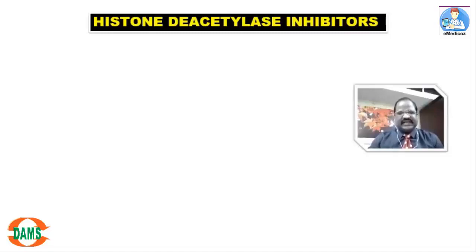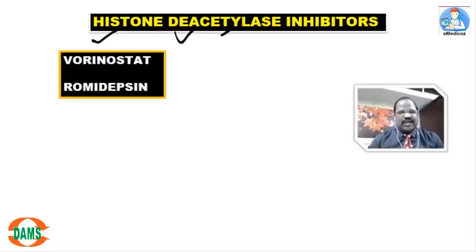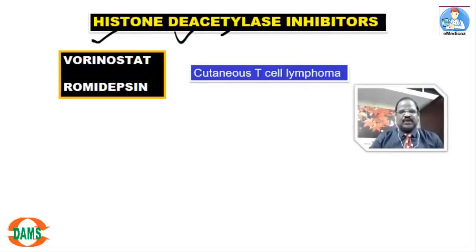Then we have one more small molecule inhibitor group called histone deacetylase inhibitor, called HDAC inhibitor. The drug names are vorinostat and romidepsin. Vorinostat and romidepsin are histone deacetylase inhibitors useful for treatment of cutaneous T-cell lymphoma. Cutaneous T-cell lymphoma is also called mycosis fungoides, also called Sézary syndrome. That means, find out the histone deacetylase inhibitor useful for treating cutaneous T-cell lymphoma. Think of vorinostat and romidepsin.